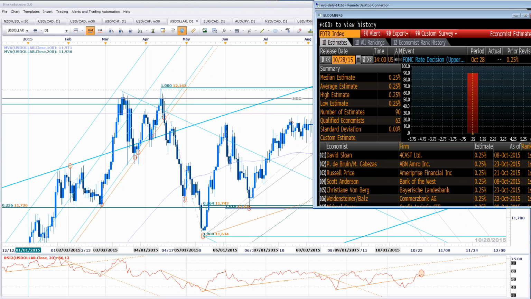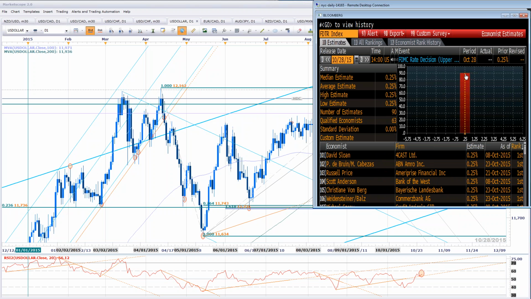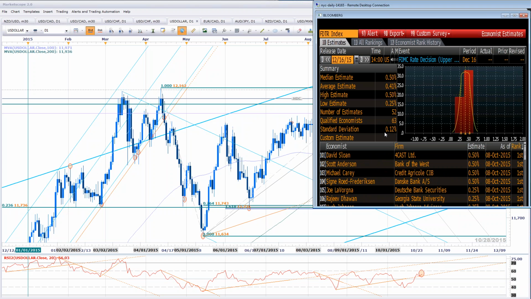All right, so median estimates still look for us to hold at 25 basis points. That's 90% of the participants and economists involved, all looking for a hold today. So the question is, does that interest rate get kicked out for December? And the December 16th print, you can see a little bit more of a distribution where the average estimate is taking us up into 0.41%. Median is at 50%. So there is an expectation for a possible 25 basis point hike in December. And that's what we're trading on.